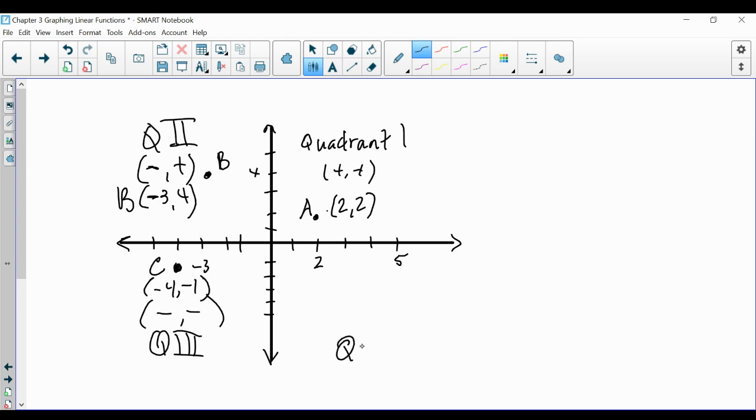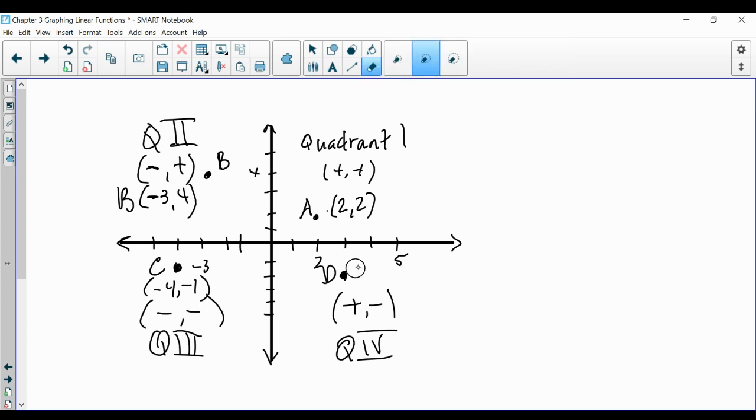And my last one here is quadrant 4. And so the points in quadrant 4, the X is positive and the Y is negative. So therefore, if I go here, I'm going to just call this D. And so I know that my points here are positive. So I'm going to say 3, negative 2. Okay, so that's the coordinate plane.